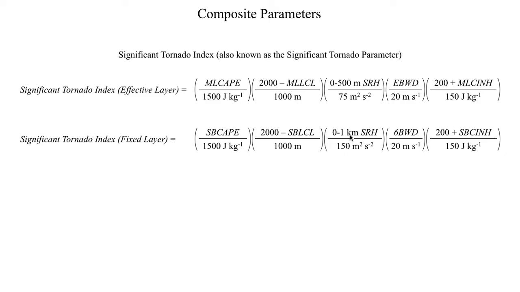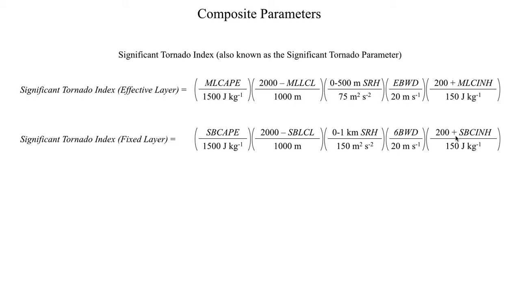And this still uses 0 to 1 kilometer storm relative helicity, but again, the 0 to 500 meter storm relative helicity is probably the better metric to use. And the 6BWD is basically surface to 6 kilometer shear, or the bulk wind difference between the surface wind and the wind at 6 kilometers. And then a similar idea here, surface-based convective inhibition, which again quantifies how much the updrafts are going to be impeded. If you have updrafts that are fighting stable air, then they're not going to be as robust and may not be as long-lived.